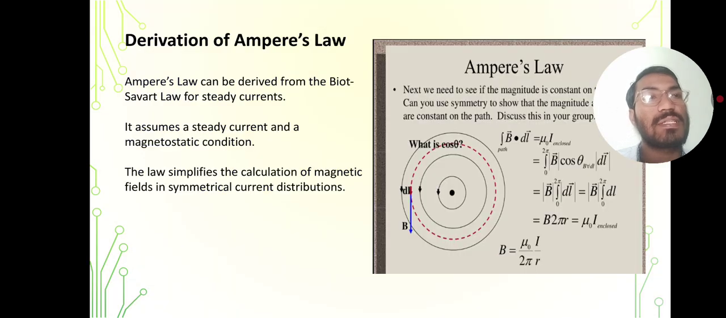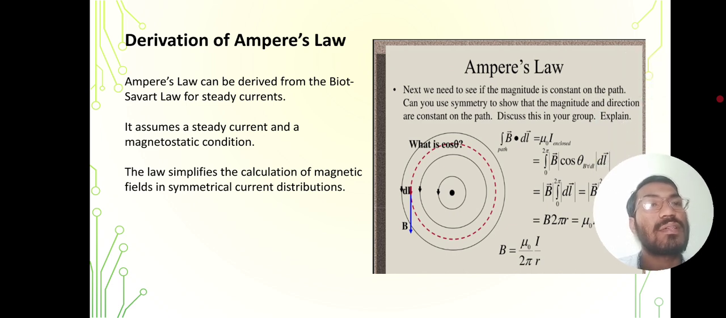Derivation of Ampere's law. Ampere's law can be derived from the Biot-Savart law for steady current. It assumes steady current and magnetostatic conditions. The law simplifies the calculation of magnetic field in symmetrical current distributions. We have Ampere's law derivation.